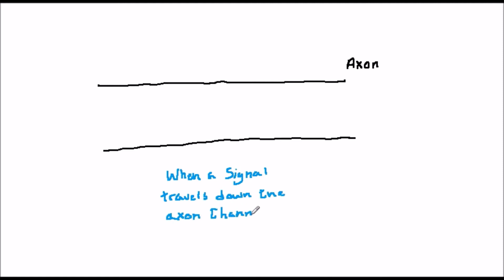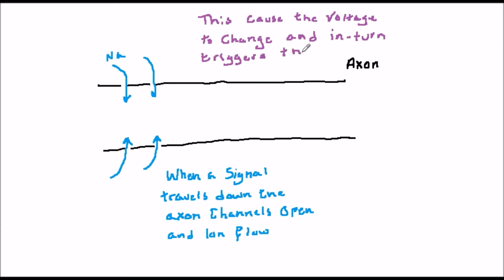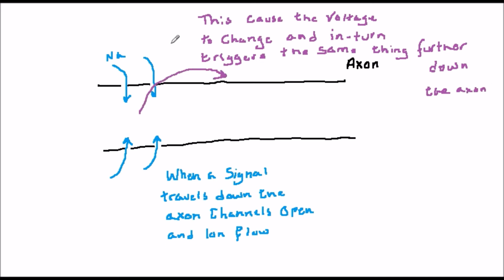When a signal travels along a neuron's axon, which you may remember is the wiring of a neural network, the membrane becomes permeable to sodium ions, and this causes them to flood into the interior of the cell so that they try and equalize their concentration. This causes the voltage across the cell membrane to change, and this in turn causes the next section of the membrane to do the same thing. And so a signal is conducted down the axon. This signal is called an action potential.